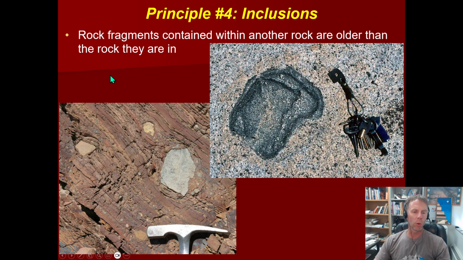Okay, on to our fourth and final principle, inclusions. Any rock fragment that's inside another rock has to be older than the rock that it is within. So for example here, with a little set of keys for scale, we have what looks more like a granite. And then we have this darker rock, this inclusion or xenolith inside the granite. Our principle of inclusions would tell us this has to be older than the rock that it's contained in.